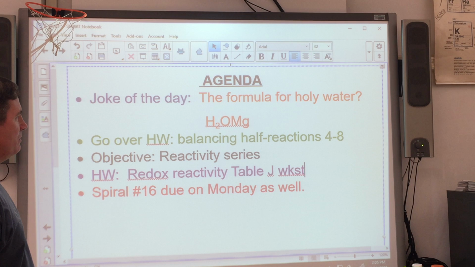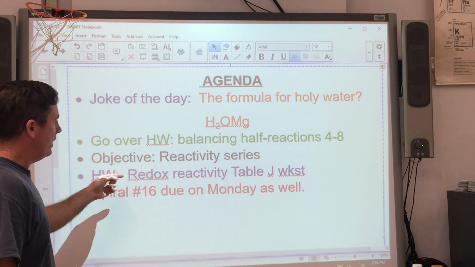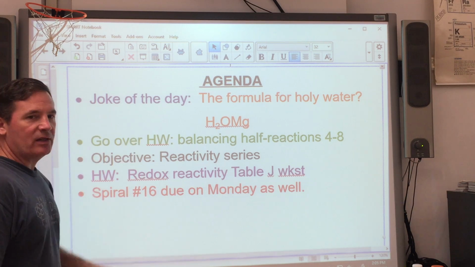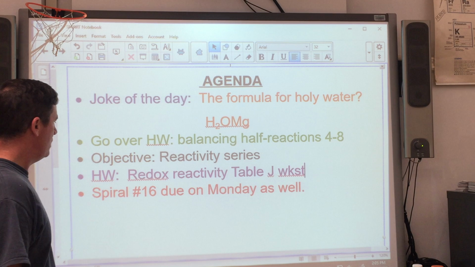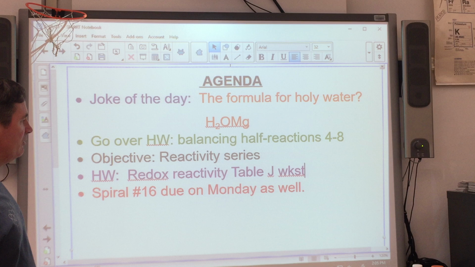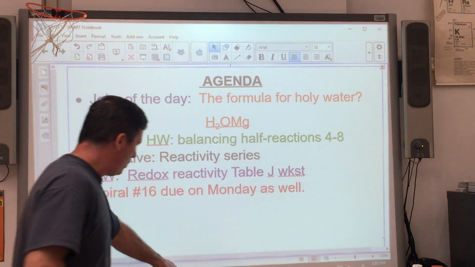Reactivity series. Objective: reactivity series today. Redox reactivity table J that's in the packet. It looks like a lot, but the last 4 or 5 are just multiple choice. And a reminder that Spiral 16 is due on Monday. You will have had it for 2 weekends. Okay, so let's take a look at the homework.